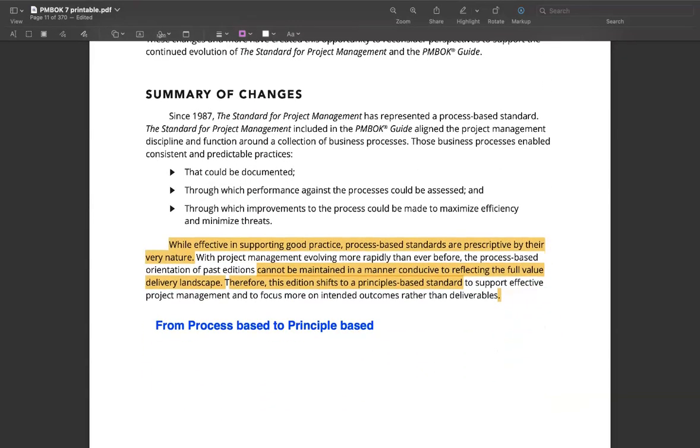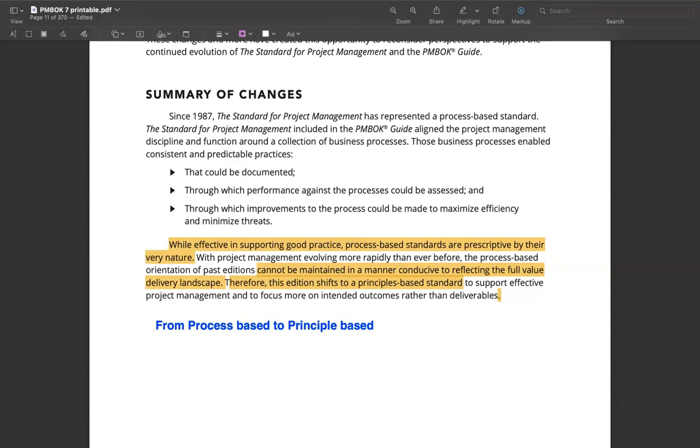Like I said earlier, in the PMBOK 7th edition, PMI has changed the way they have written the book from a process-based approach to a principle-based approach. So basically it has become more high level, and let's see what PMI says in their own words. PMI says, while effective in supporting good practice, process-based standards are prescriptive by their very nature. So they are themselves saying that the PMBOK 6th edition was more prescriptive, and they go on to say, therefore, this edition shifts to a principle-based standard to support effective project management and to focus more on intended outcomes rather than deliverables.